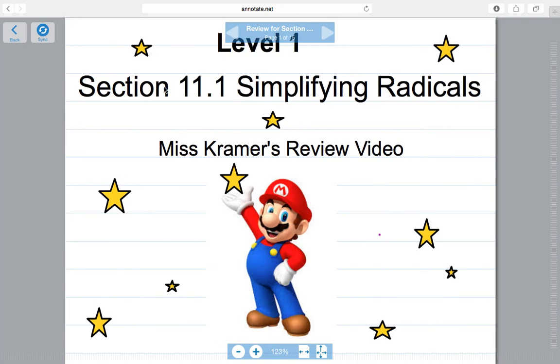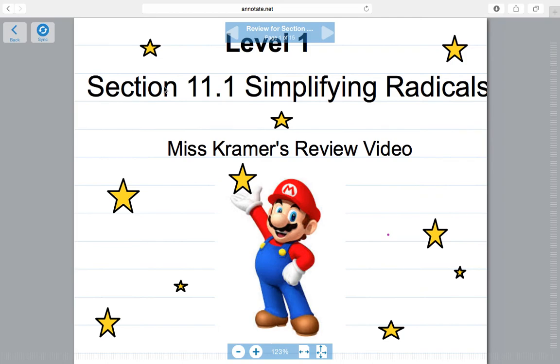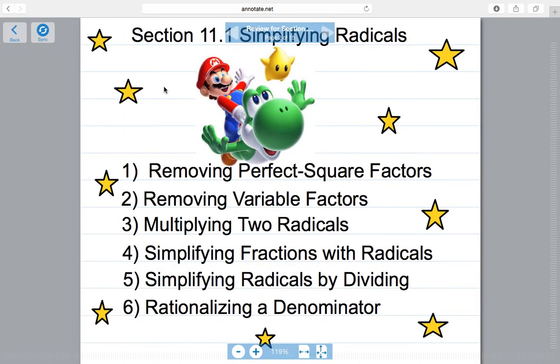We are going to look at my review video on section 11.1, which was simplifying radicals. Now in that section we went over a lot. We did some examples with removing perfect square factors, removing variable factors, multiplying two radicals, simplifying fractions with radicals, simplifying radicals by dividing, and then rationalizing a denominator. So I'm going to do two examples from each section. Feel free to fast forward, pause it, whatever you need to do in order to study for this test.